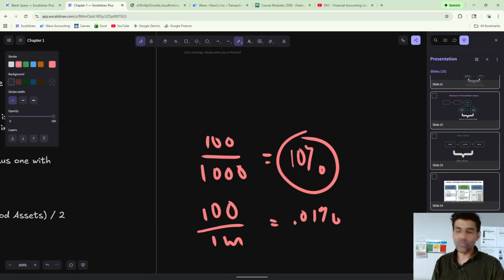But this formula is trying to quantify that. You take the net income divided by the average assets, and that's going to give you some percentage return. So higher the better, right? We agree? We just see it here, right?